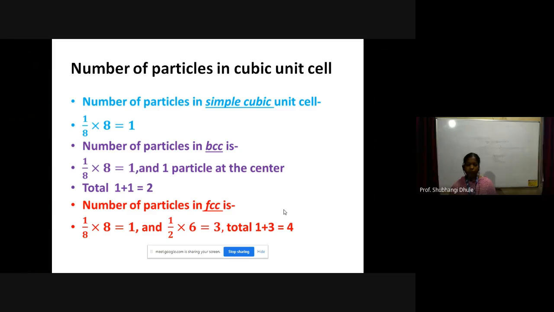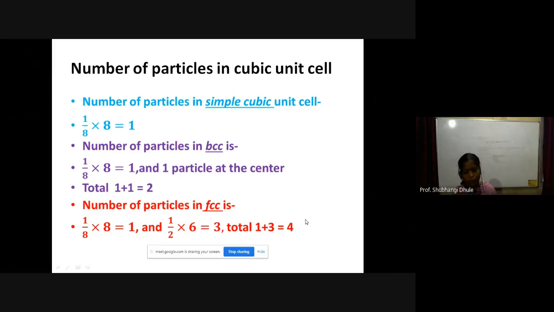Then the number of particles in BCC, the body centered cubic unit cell, is 1/8 into 8 is equal to 1, and one particle at the center, so the total becomes 1 plus 1 is 2. And in FCC it contains 1/8 into 8, that is 1, plus 1/2 into 6, because there are 6 faces, so it becomes 3. So the total number of particles in FCC is 1 plus 3 is 4.